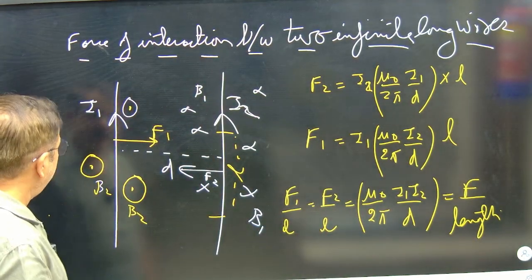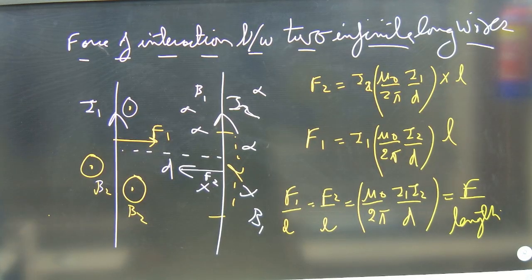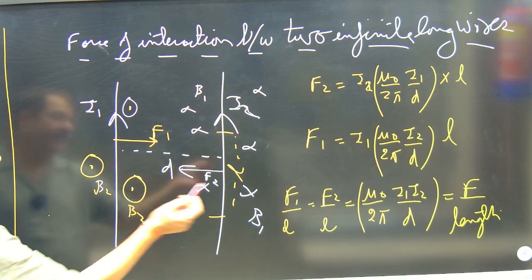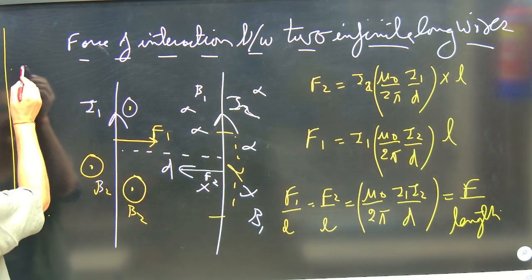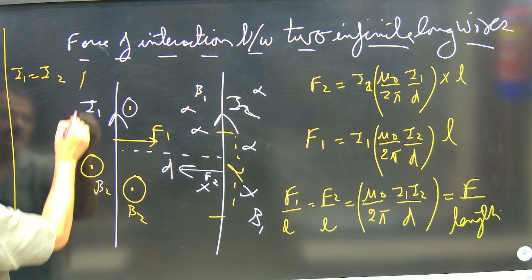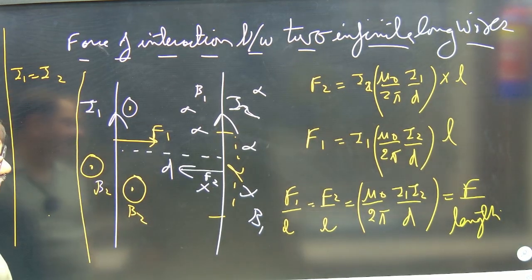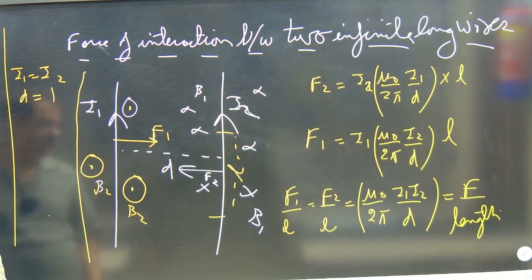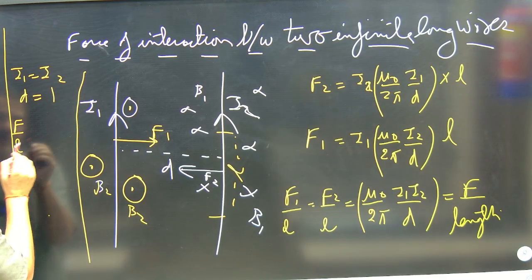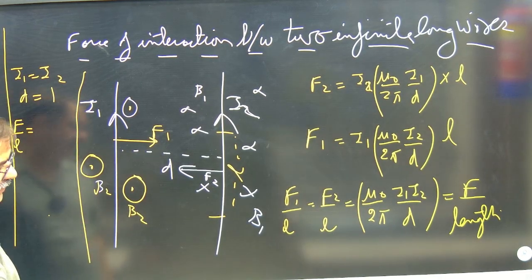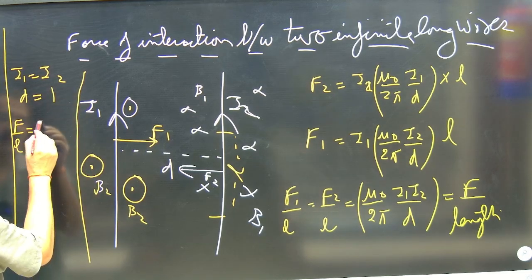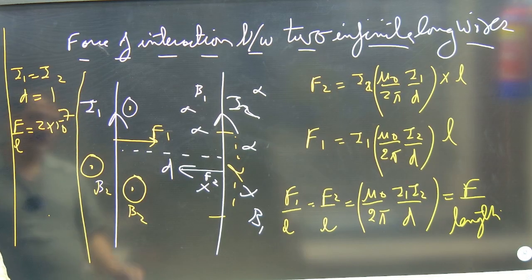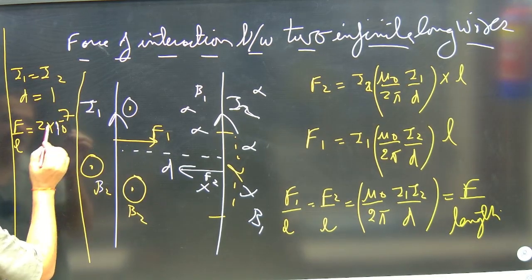What is that? Definition of 1 ampere current, how we define, we can write that also. What do we say here, definition of 1 ampere current? If the same current is going, I1 is equal to I2, the current value is the same in both, and gap D is taken as 1 meter, so that the force per unit length of the wire that comes, what value is it coming to? 2 into 10 power minus 7 Newton per meter.